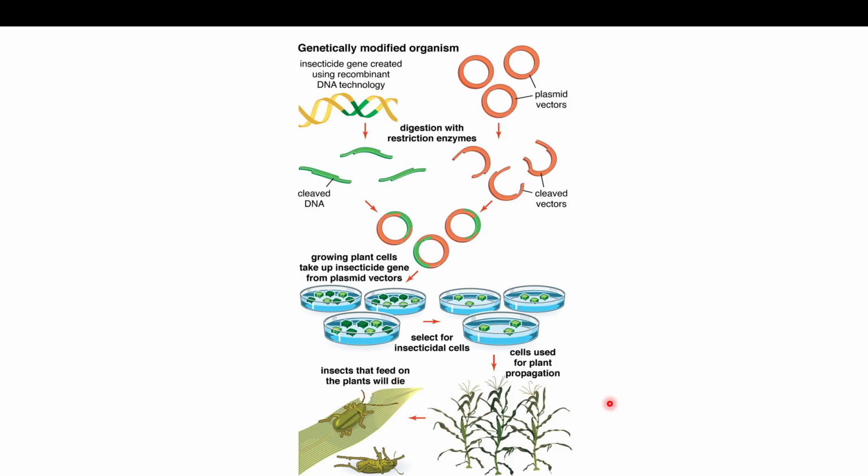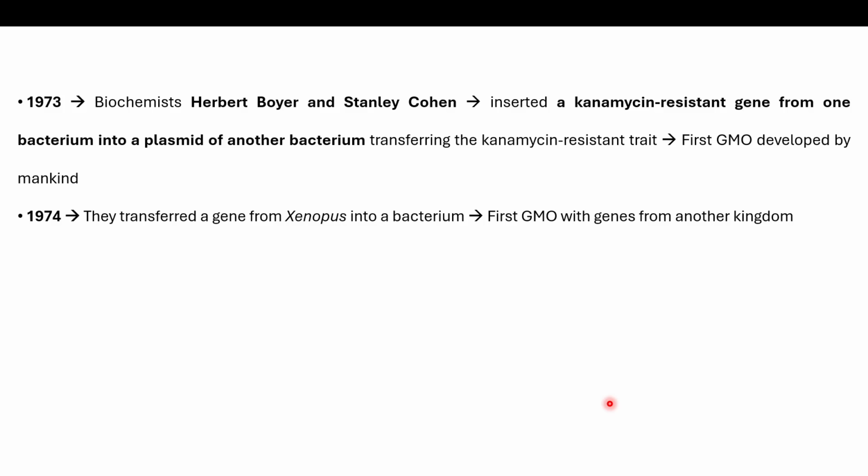Okay, so this is just an example of the basic workflow of producing one genetically modified organism. Now let's look at some history. For the very first time, in 1973, Boyer and Cohen inserted a kanamycin resistant gene from one bacterium into a plasmid of another bacterium.